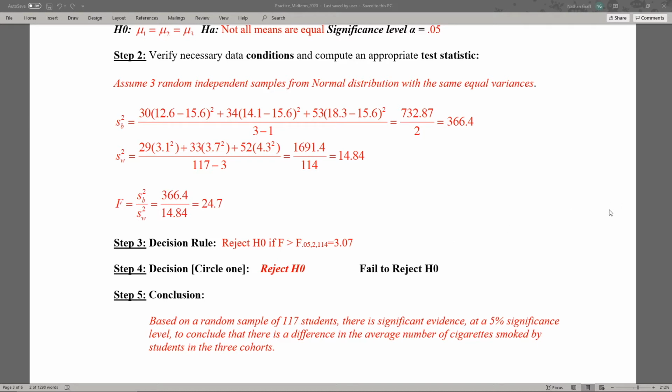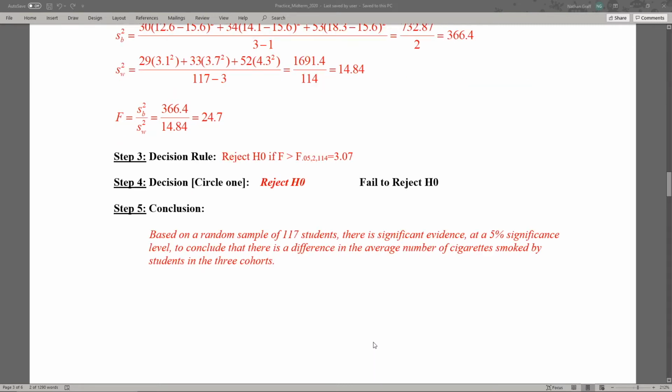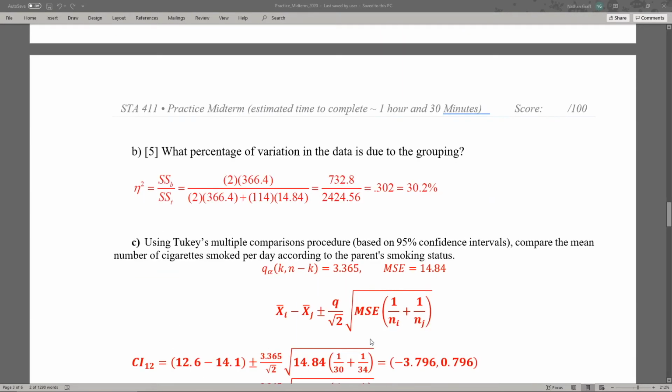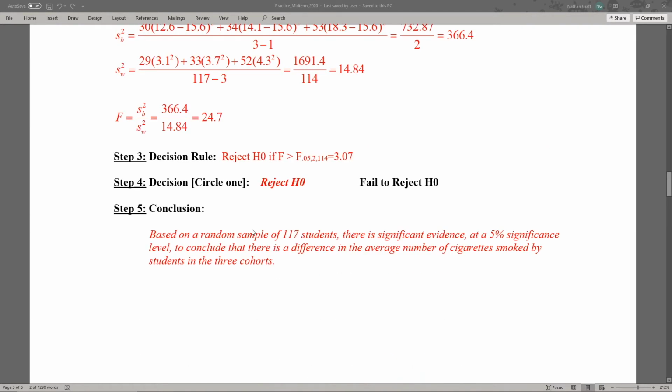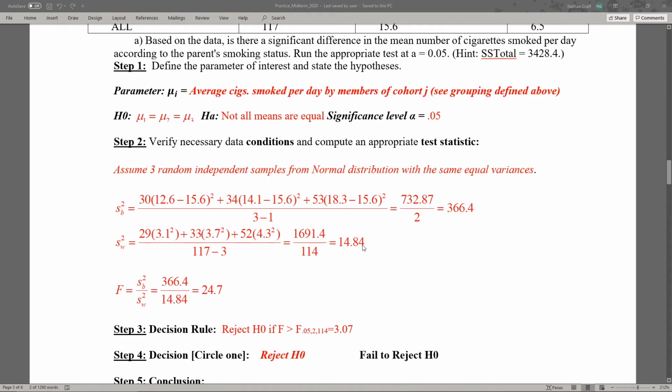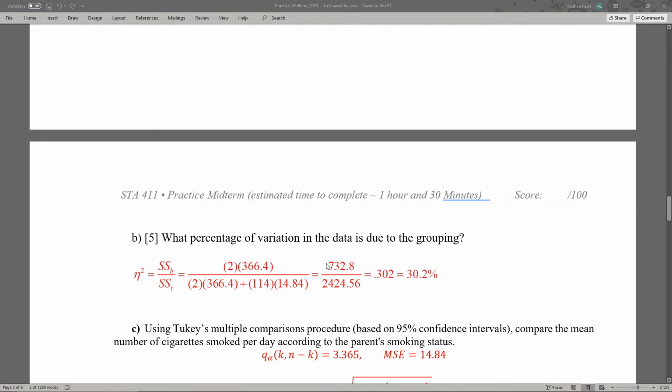Therefore, since we rejected the null hypothesis, we can conclude that based on a sample of 117 students, there is significant evidence at the 5% significance level to conclude that there's a difference in the average number of cigarettes smoked by students in the three groups. Next, we're asked to calculate the R-squared value. To calculate the R-squared value, we simply divide the sum of squares between by the total sum of squares. This yields a value of 0.302, or 30.2%.